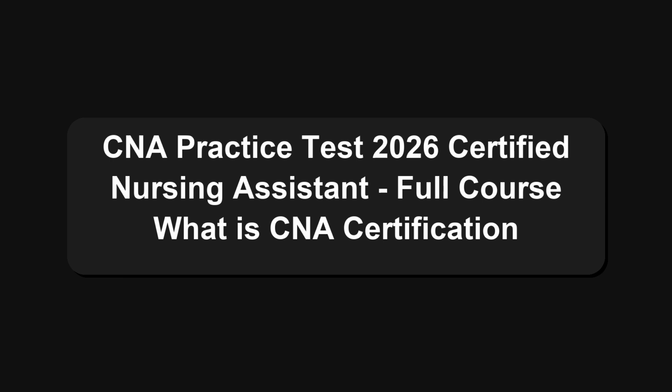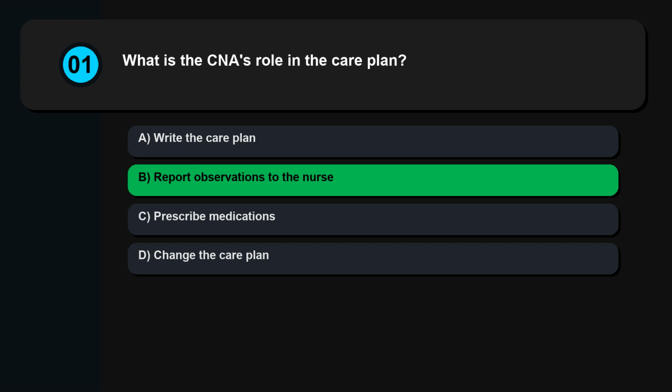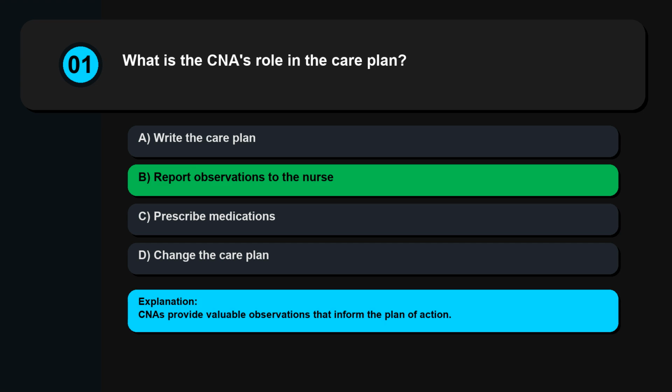What is CNA certification? Question 1. What is the CNA's role in the care plan? Write the care plan. Report observations to the nurse. Prescribe medications. Change the care plan. CNAs provide valuable observations that inform the plan of action.